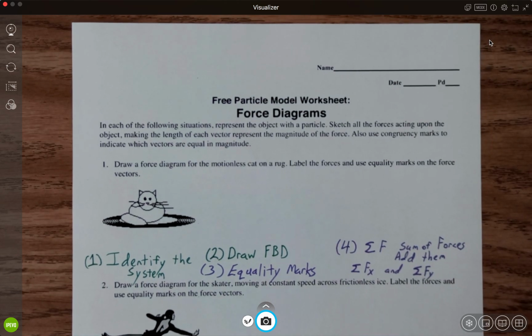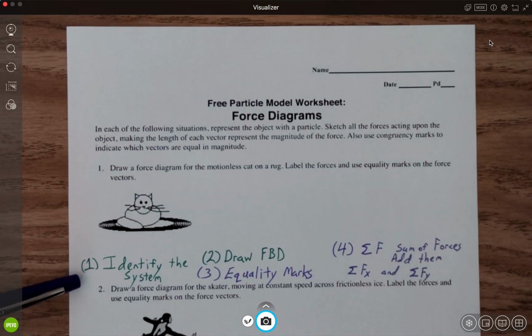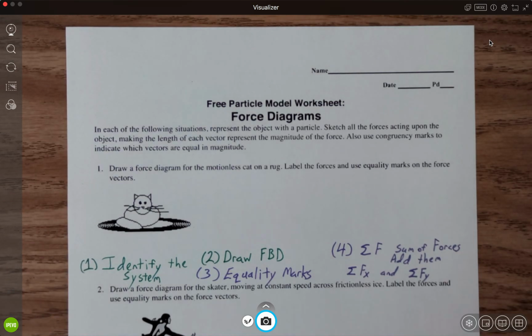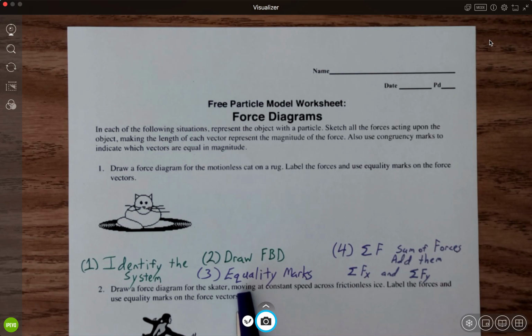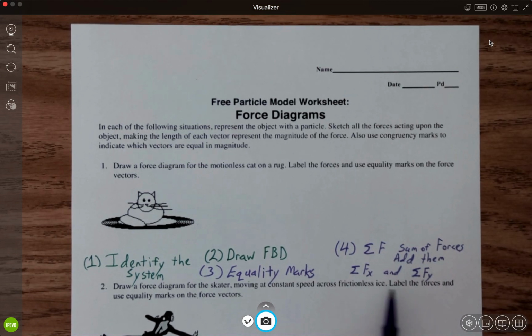So this screencast here is for our force diagrams where we're going to: 1. Identify the system, 2. Draw the free body diagrams, 3. Draw in these equality marks on the free body diagram, and then 4. Get the sum of the forces. That's where you're adding the forces to get to the net force in the x and the y direction.